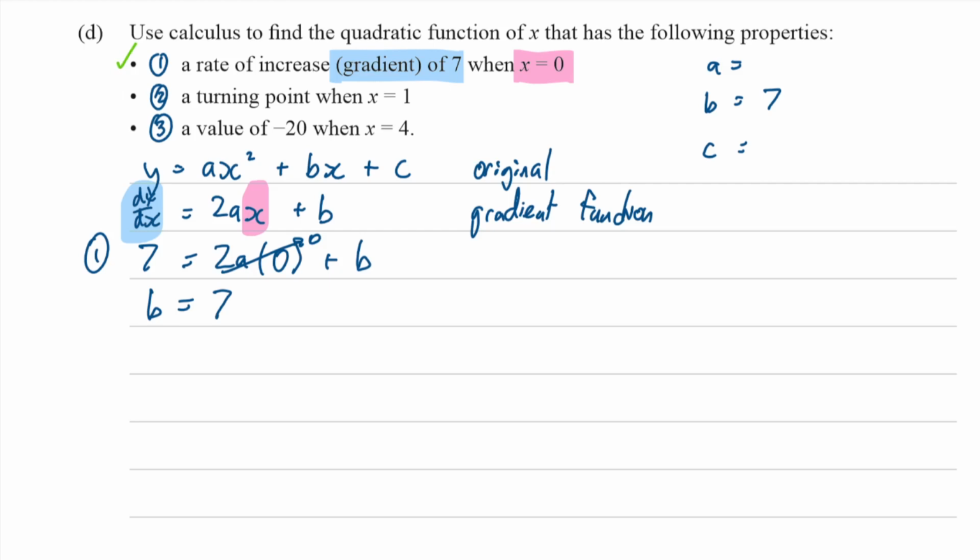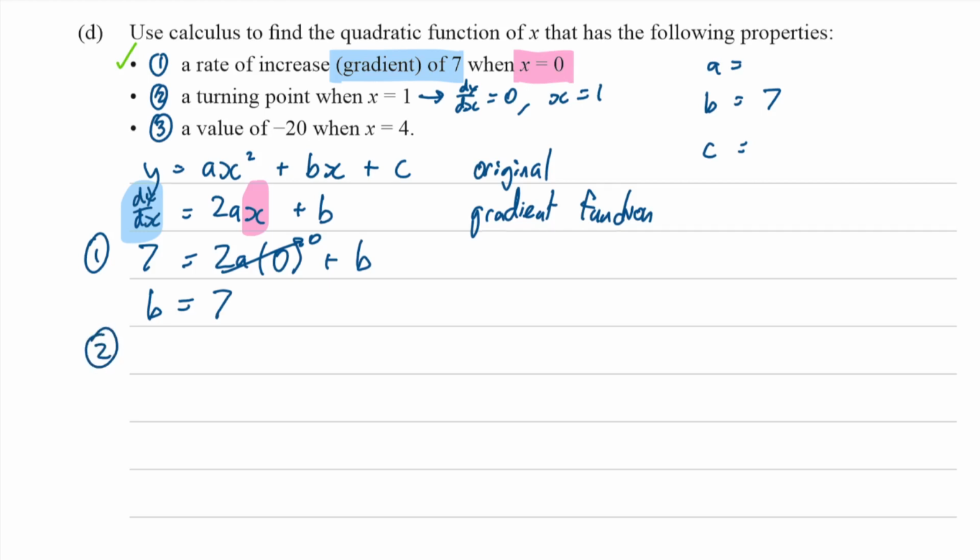Alright, similarly, bullet point 2 tells us that there's a turning point when x equals 1. So how is that helpful? So a turning point, right? A turning point has a tangent line that's flat, right? In other words, the gradient of a turning point is 0. So this tells us that dy by dx is 0 when x is 1. So it's similar to bullet point 1, except they've just hidden that information by saying it's the turning point.